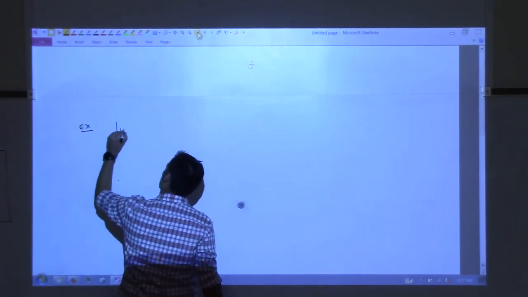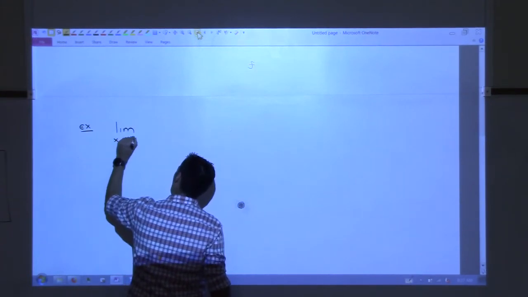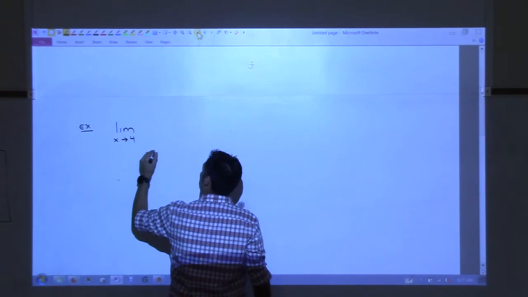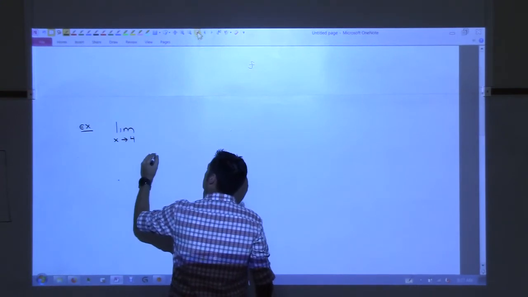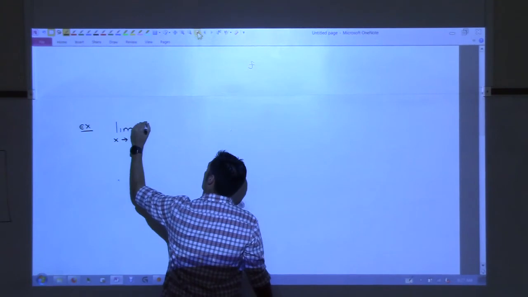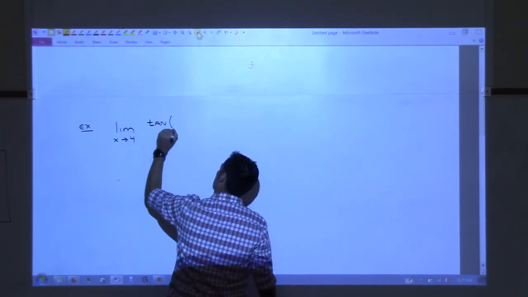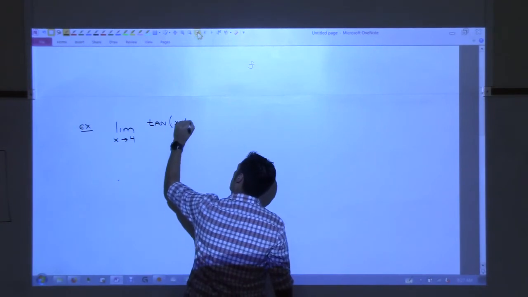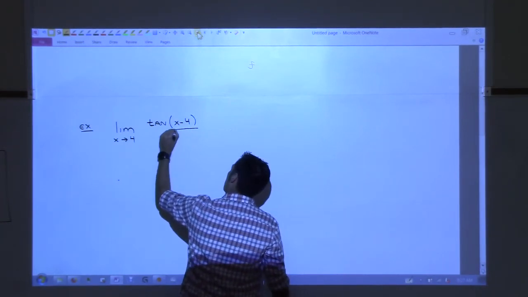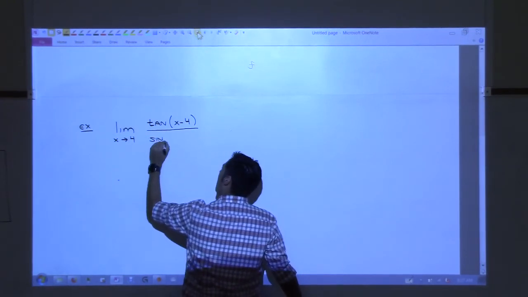Let's do the limit as x approaches 4 of tangent of x minus 4 over sine of x.